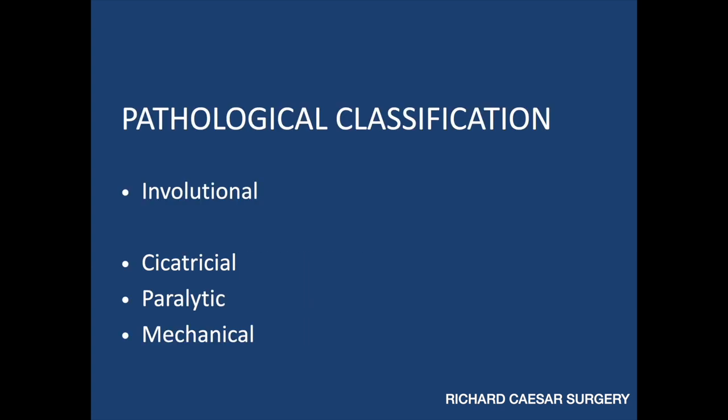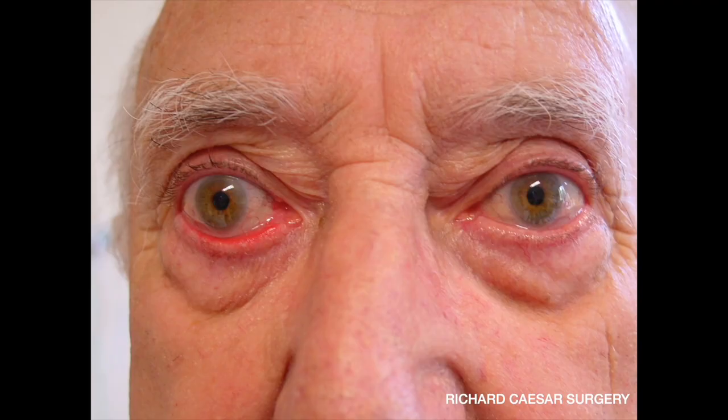So if you look at the pathological classification of ectropion, about 80% is going to be involutional, and the cicatricial, paralytic and mechanical make up just the other 20%. So the involutional is by far the most common.